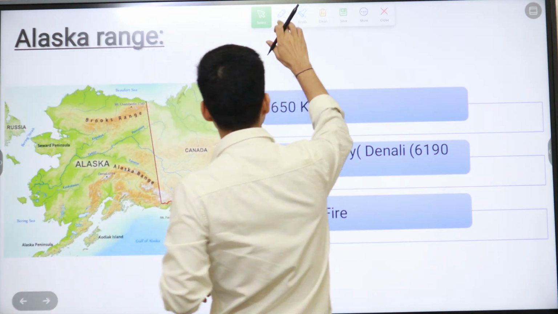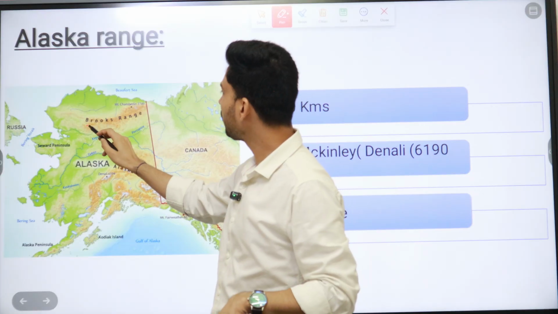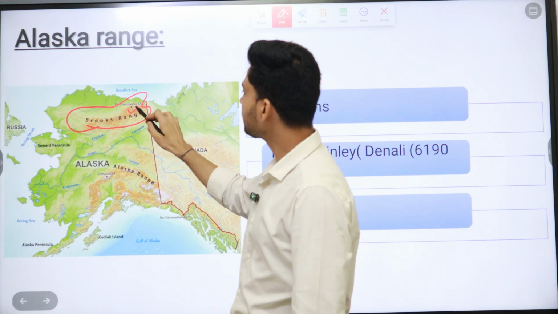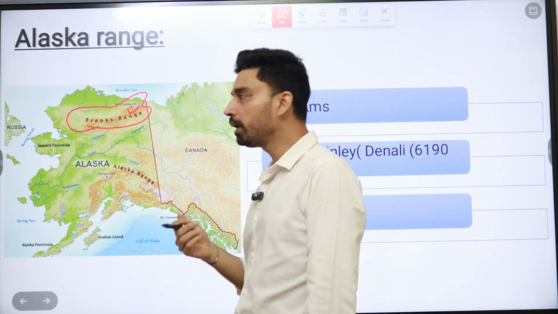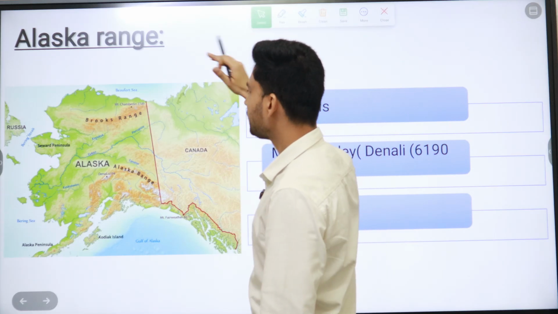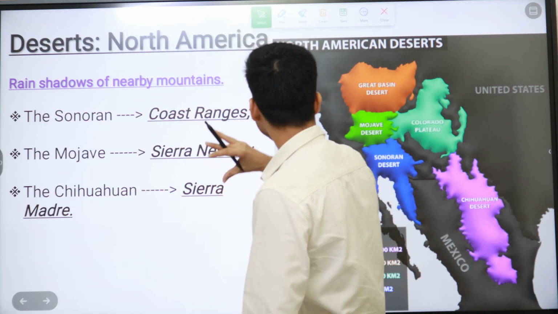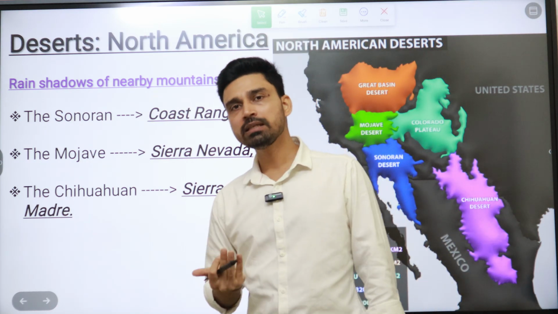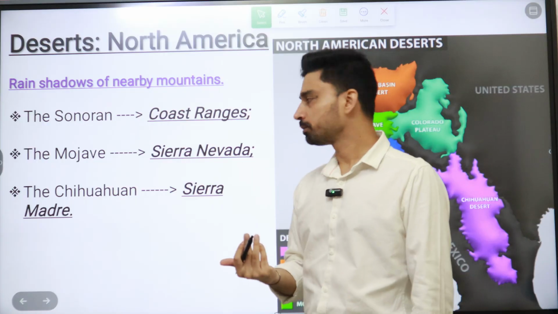And also if you look to the upper part of Alaska, you have another small range called Brooks Range, and Brooks Range has its highest peak in Mount Chamberlain, which is about 2,749 meters. So Alaska Range and Brooks Range. Now in North America, we also see development of multiple deserts, largely because of the rain shadow effect.